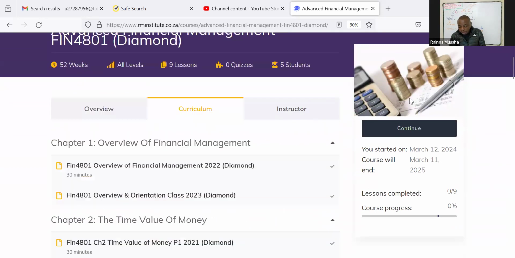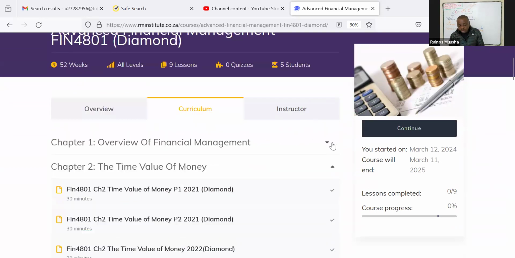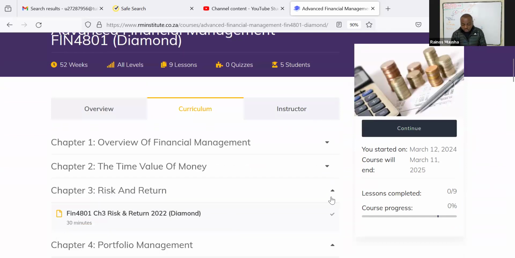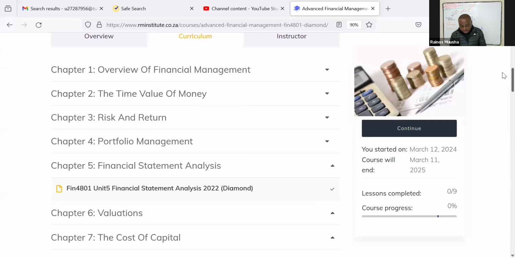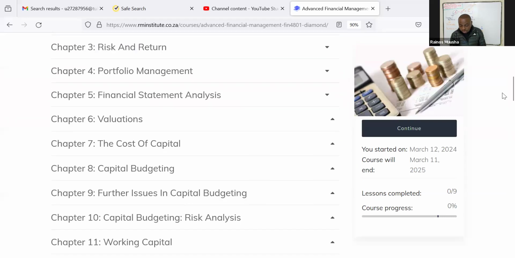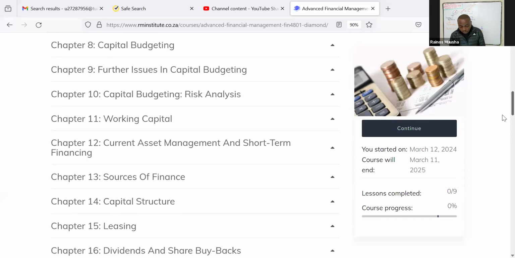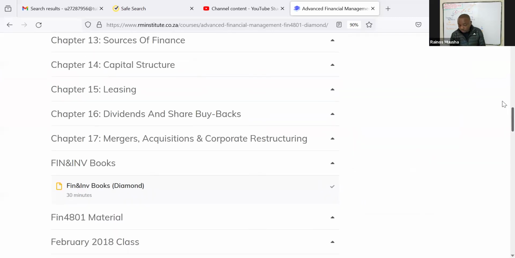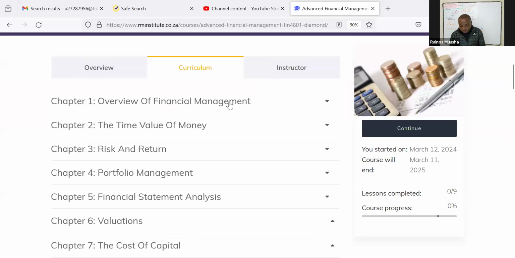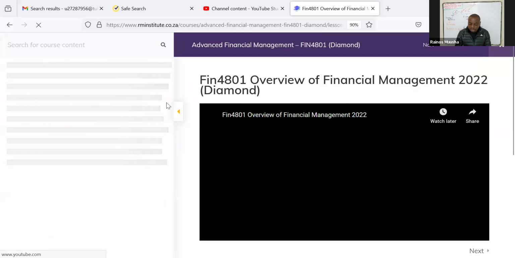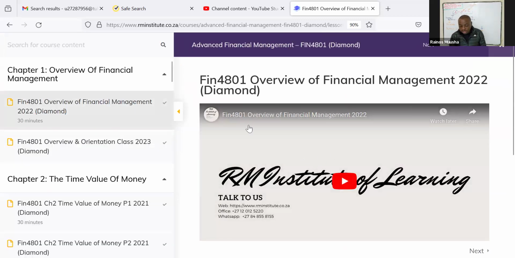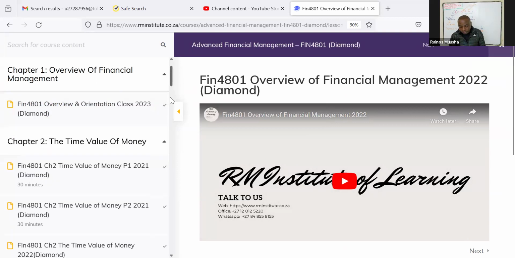Then from there, if you click on curriculum, that's where you're going to be able to access the videos going through the different chapters of the textbook, covering chapter 1 all the way to chapter 17. Which means to access the videos, all you have to do is click on the chapter, and then click on the video that you want to access. You see that automatically the video shows on the right side there, and you're able to watch the video. You're able to maximize the screen as well.